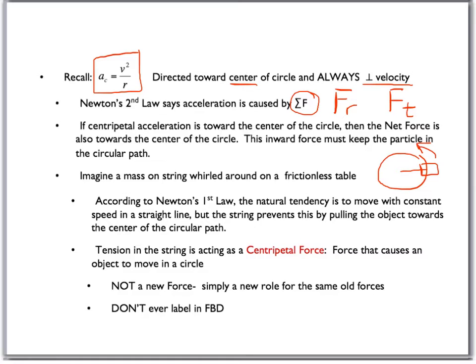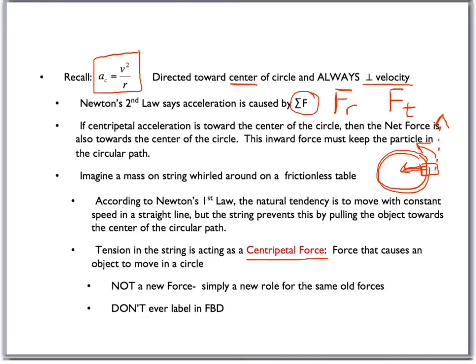Now picture that thing as it turns around the table. According to Newton's first law, the natural tendency of this object is to just keep moving in a straight line at a constant velocity. This is really where the object wants to go at this particular position. But because the string is there, the string is constantly pulling it back towards the center of the circle as it continues to move around in this path, always keeping it in that circular motion. It is, in fact, the tension in the string in this particular case that is acting as the centripetal force. Centripetal force is just any force that causes an object to move around in a circular path.